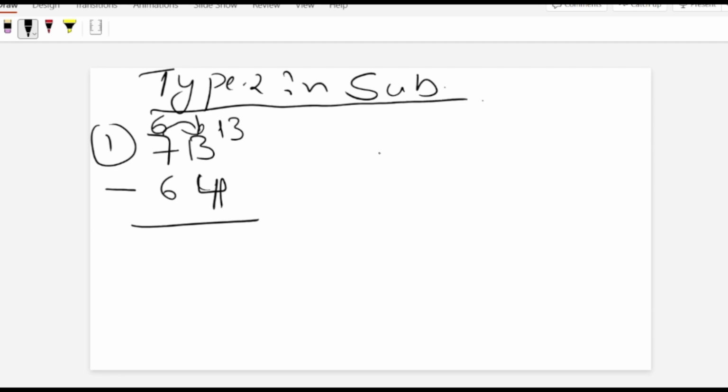Then subtract 13 minus 4. 4, 5, 6, 7, 8, 9, 10, 11, 12, 13. 9. Okay, 9. 6 minus 6 equal to 0. The answer is 9. If you subtract 64 from 73, how much will you get? 9. Many of the students get confused here. Please be serious and watch the classes. Okay, the second example.